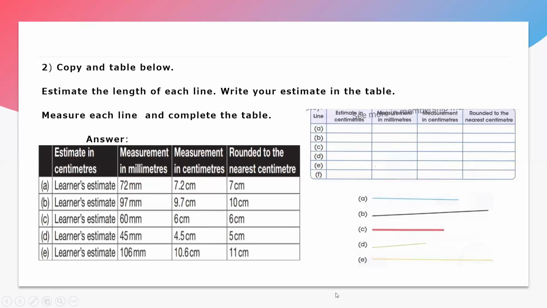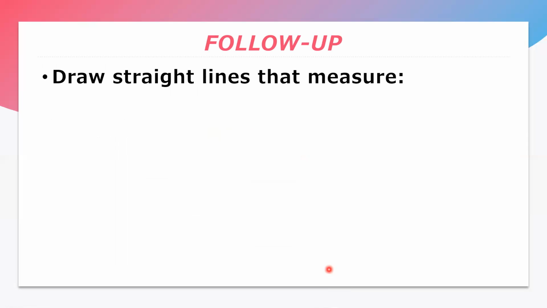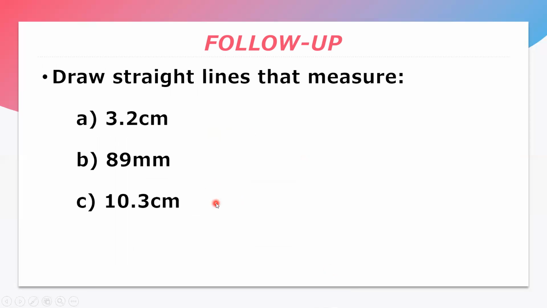So next comes a follow-up activity for you. Draw straight lines that measure 3.2 centimeter, 89 millimeter, 10.3 centimeter, and 128 millimeter. See, 3.2 centimeter you can easily draw with the help of a ruler. What about the millimeter ones? You have to convert millimeter to centimeter. If it is given in centimeter, you convert it to millimeter by multiplying by 10. If millimeter is given and you need to convert it to centimeter, it is the opposite operation. You need to divide the number by 10.